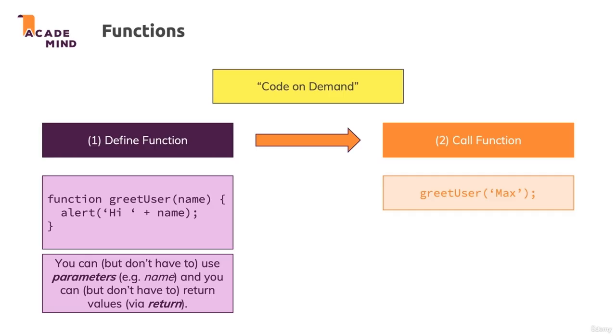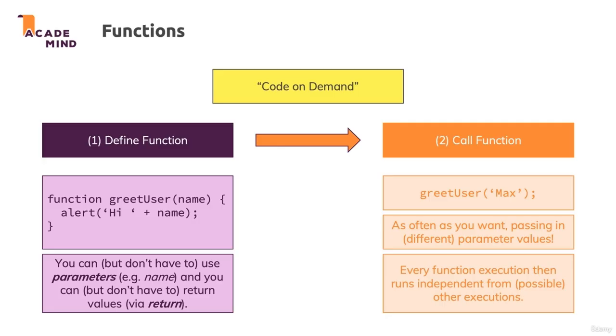Then this code gets executed with the data you entered as parameters, and you can call such a function as often as you want, wherever you want in your code, with different parameters if it takes parameters. So every function execution then runs independent from the other previous function executions you might have had in your code.